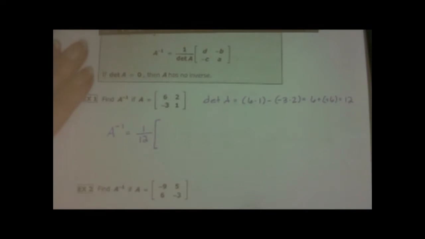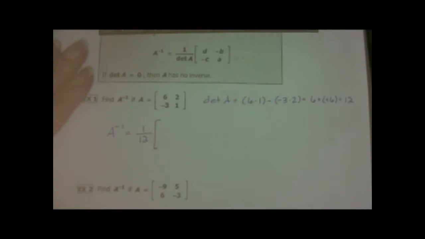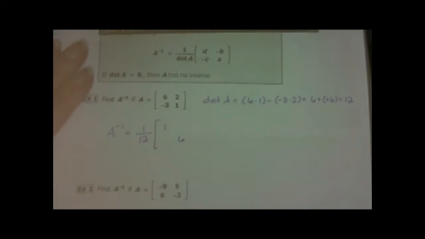Alright, now remember, I'm going to go through mixing these up. You're going to take the 6 and the 1, switch their order. So the 1 goes here, the 6 goes here. With the 2 and the -3, you're not going to switch them. You're just going to change their sign. So this is a -2, this is a +3. And now we're going to multiply.